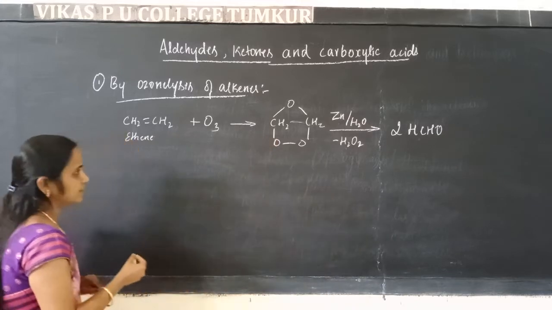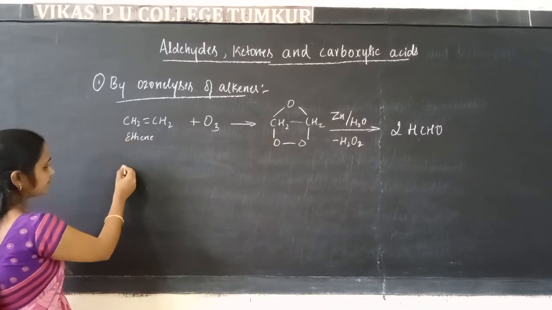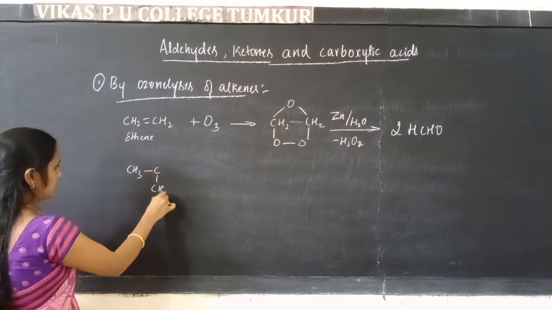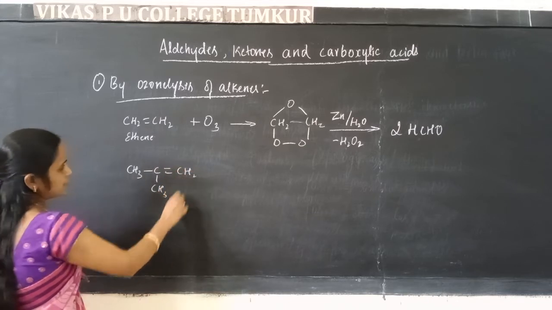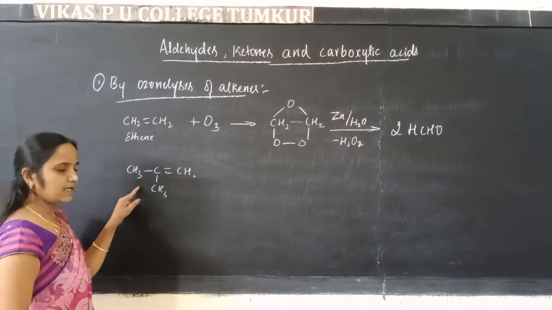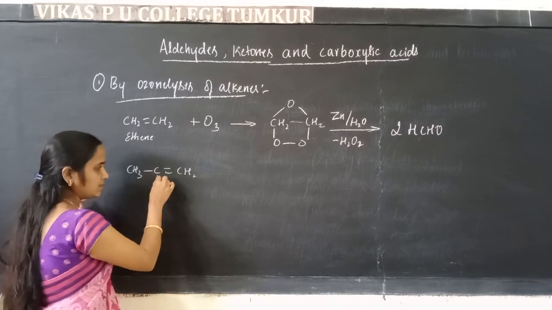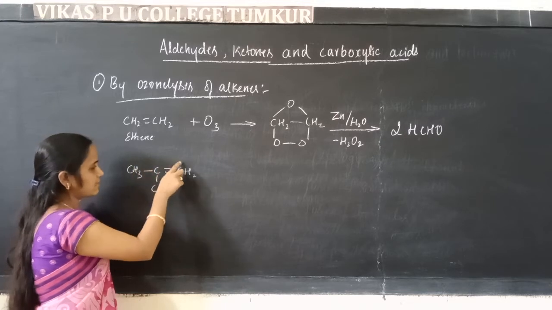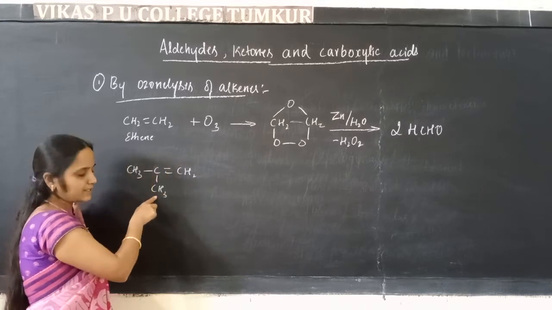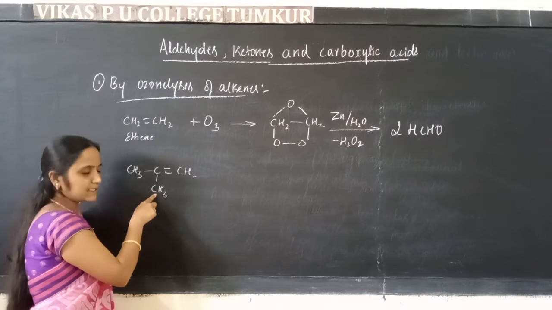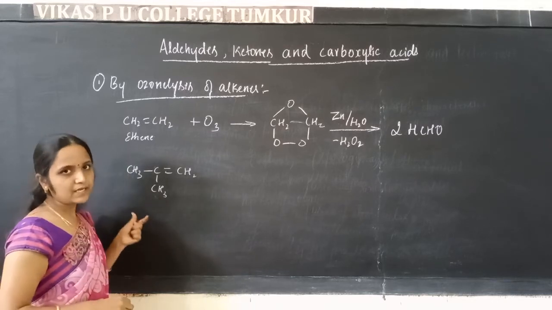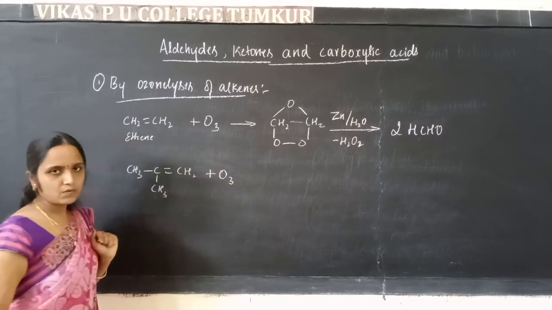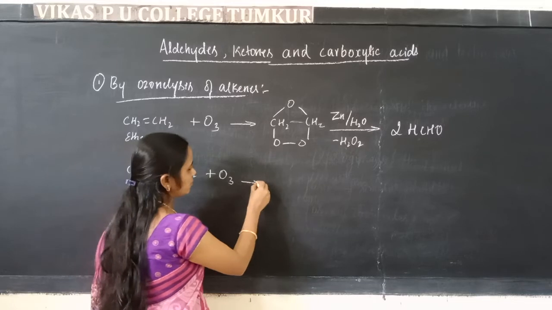Then next we will take another example: CH3 double bond CH2. What is the name of this compound? If we number 1, 2, 3, the second carbon contains the methyl group, so it is 2-methyl propene. This reacts with ozone and forms a cyclic ozonide.